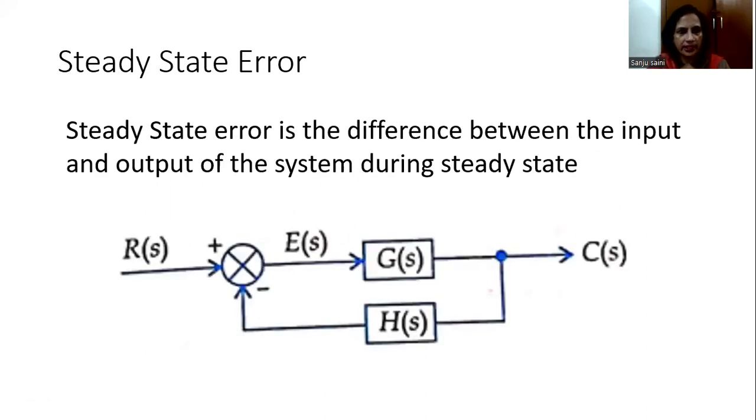So what is steady state error? This is a closed loop type of system. R(s) is the reference input or the desired output. C(s) is the actual output. H(s) is the feedback element and G(s) is the plant. E(s) is the difference between the feedback signal and the reference input, that is the desired output. So steady state error is the difference between the reference input, that is the desired output, and the actual output of the system as time t tends to infinity.